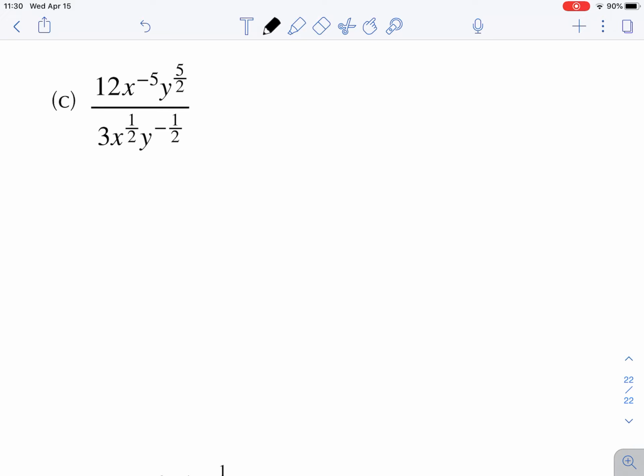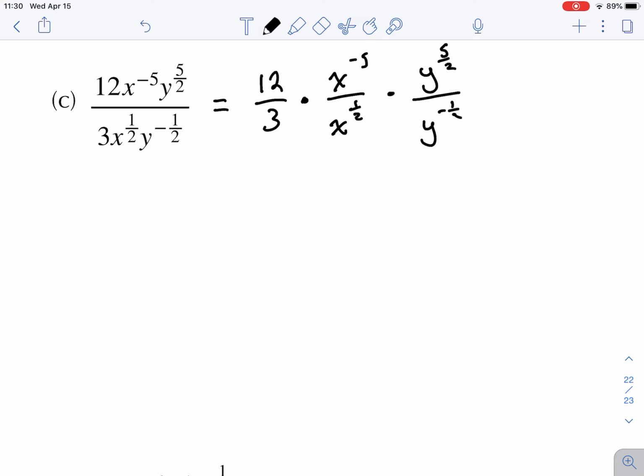Letter C is getting pretty complicated. 12x to the minus 5, y to the 5 over 2, over 3x to the 1/2, y to the negative 1/2. I'm going to break this apart into 3 separate fractions. 12 over 3 is my first one, times x to the minus 5 over x to the 1/2, times y to the 5 over 2, divided by y to the minus 1/2. In this case, this is the easiest way to do this one.